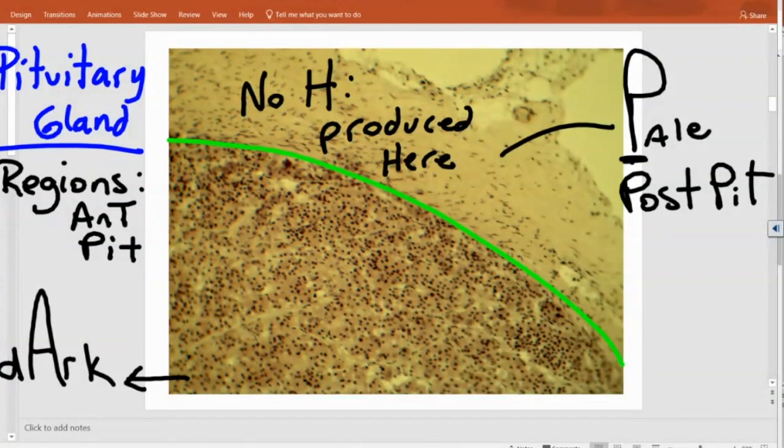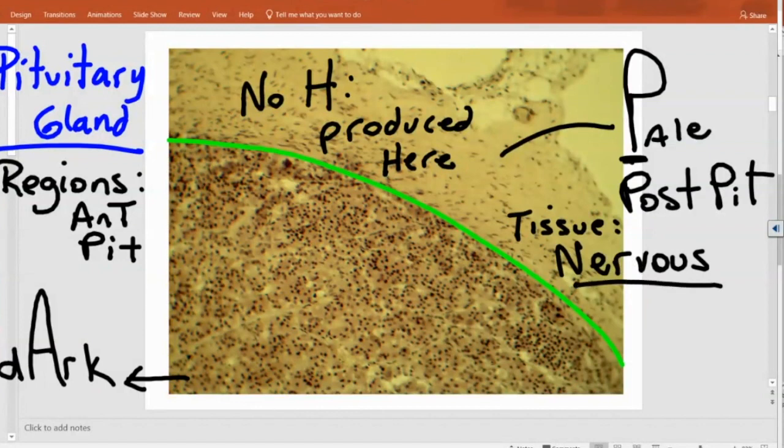Where are the 2 hormones that we talk about from here? Where are they produced? Very good. They're produced up in the hypothalamus. Okay. And the other rule breaker. What tissue type is this? Very good. It is nervous tissue.